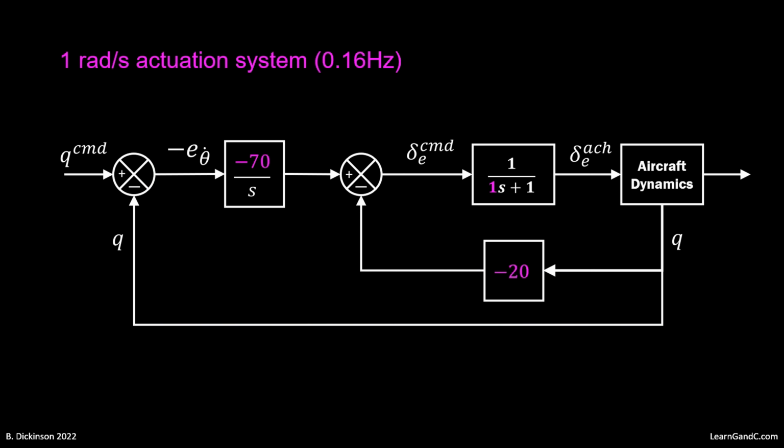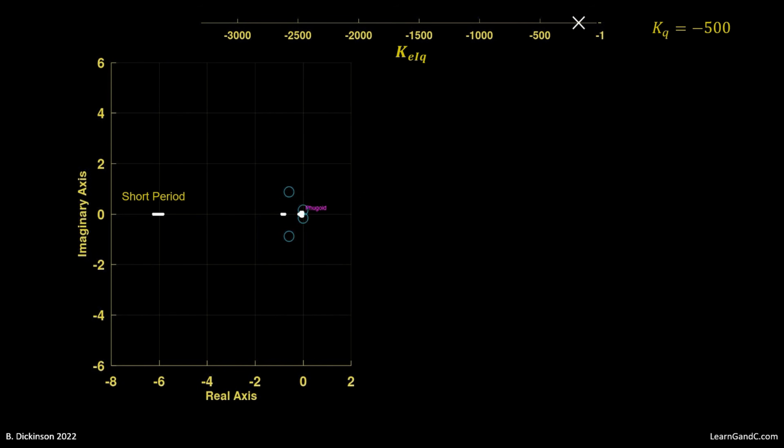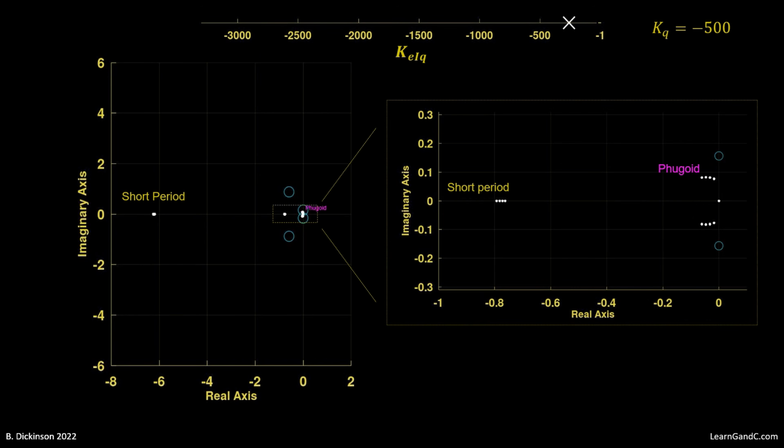Here's our previous control system with the gains and actuation time constant highlighted. We now reduce the time constant by 2 orders of magnitude. In doing so, we need to retune the controller. We'll select new gains based on a quick root locus analysis. Setting the pitch damping gain to -500 provides a completely different pattern for the short period eigenvalues.